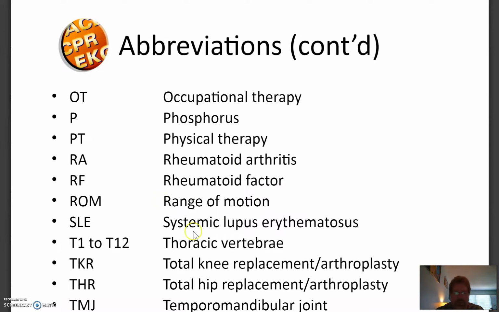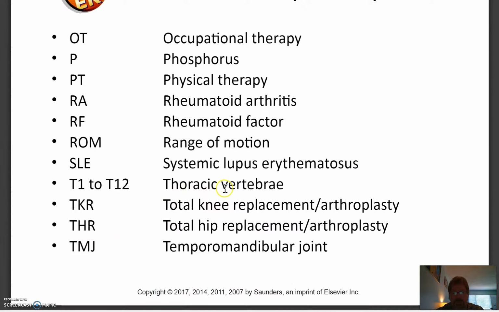They measure those. SLE, systemic lupus erythematosus, is lupus, the disease. It's also an autoimmune disease. T1 through T12 are the thoracic vertebrae. TKA, total knee arthroplasty, total knee replacement. THA, total hip arthroplasty, total hip replacement. So in other words, if you know an older person had to have their knee replaced, that's what this is. And if you know one had their hip replaced, that's what this is.